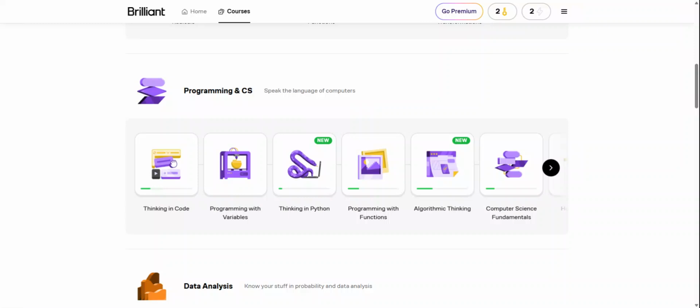I'm currently on the tab brilliant.org as you can see on the screen. And today I'm going to continue some more practice exercises with this programming and CS, speak the language of computers. I haven't done this recording part for quite a long time. Why? Because of my end of semester exams, but now I'm ready to continue this session once again. Like I mentioned to you previously, today I'm going to do this algorithmic thinking as I'm displaying with a pointer here, so I'll click on it.